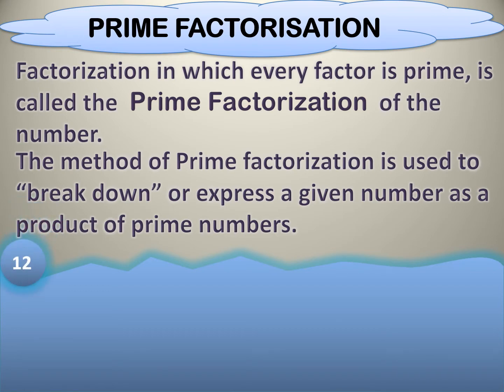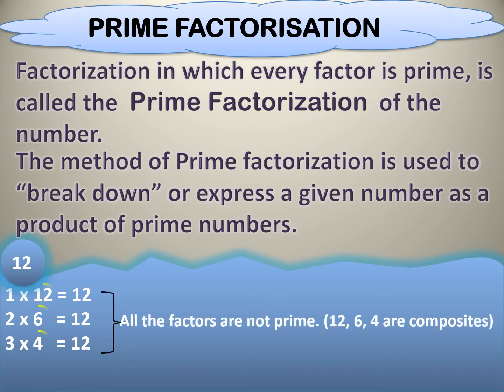To understand it in a better way, let's take a number 12 to find its prime factors. So ask yourself, how can we write 12 as a product of two or more numbers? We can write 12 as 1 multiplied by 12 is equal to 12. Also 2 multiplied by 6 is equal to 12 and 3 multiplied by 4 is equal to 12. But in this, all the factors are not prime. See, 12, 6 and 4 are composite numbers.